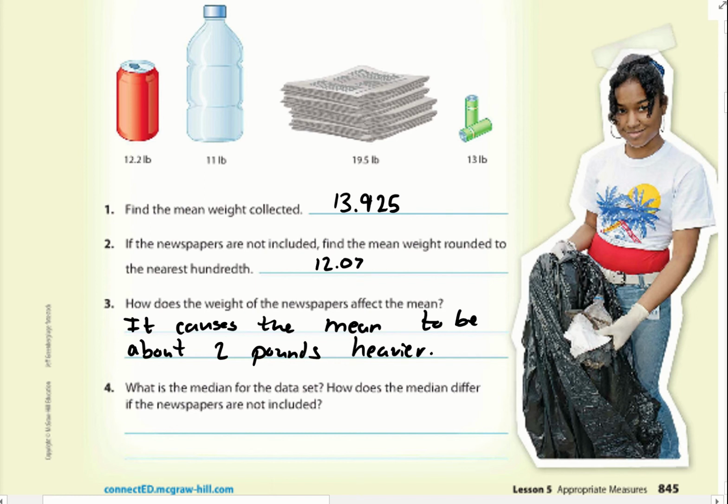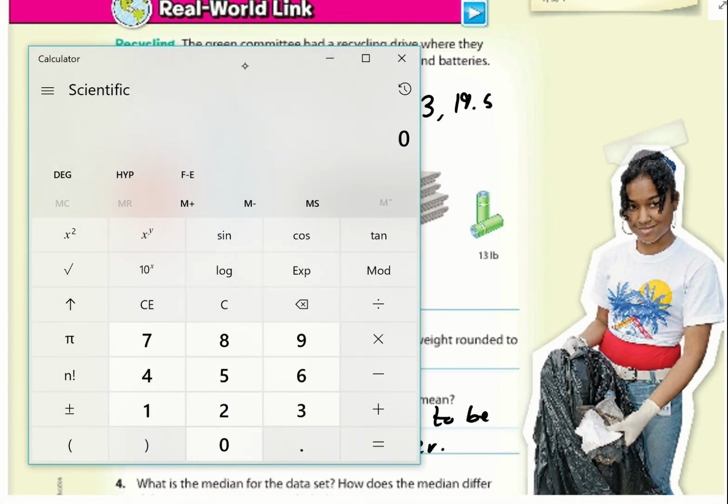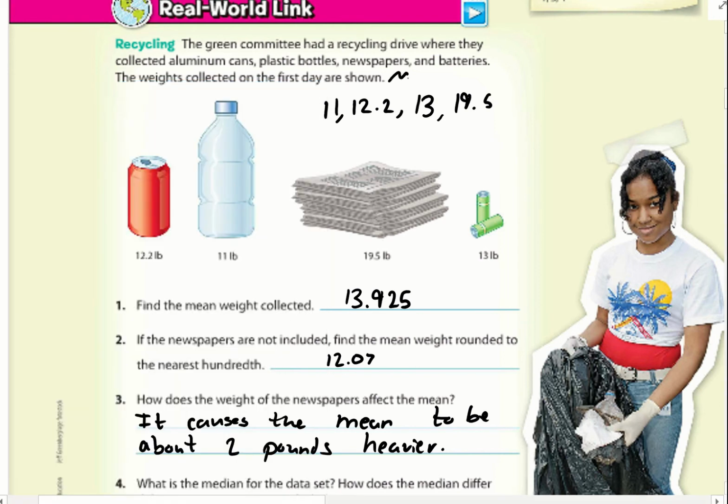What is the median for the data set? So the median, so if we take these from least to greatest, we have 11, 12 and 2/10, 13 and 19 and a half. We take the median, so that's 12 and 2/10 plus 13 divided by 2, which is 12 and 6/10. So the number in between these, the median, is 12 and 6/10.